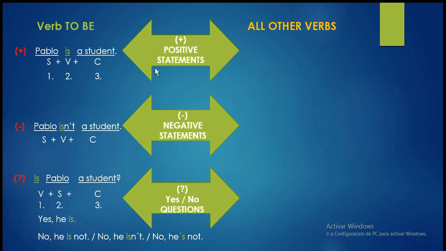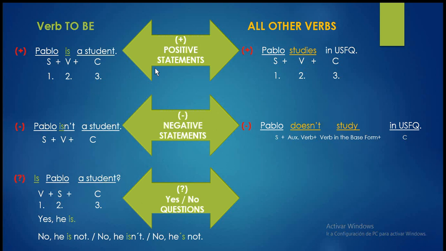Okay? So, this verb to be is very similar to the conjugation in Spanish. Very similar. But for all the other verbs in English, we cannot continue doing this. They have a different type of conjugation. For example, with the verb study, Pablo studies in Universidad San Francisco. Subject, verb, and complement. This is the order.